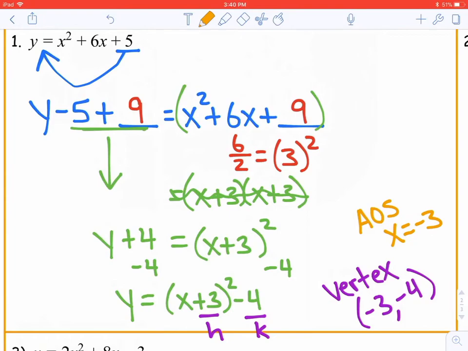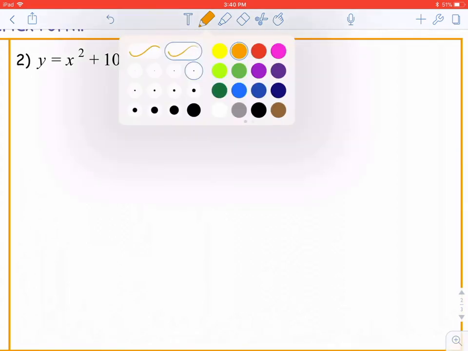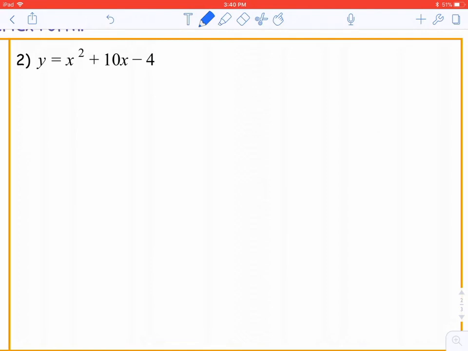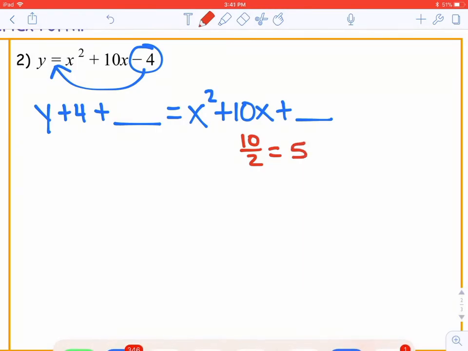Okay, so let's look at another example of going from standard form to vertex form. So let's take the negative 4 and move it out of the way. So we're going to add it to the other side and add a blank. Bring down what's left and add a blank to both the left and the right. And now we want to complete the square. So take half of b, so 10 divided by 2 is 5. And then square that number, and that's what goes in the blank.